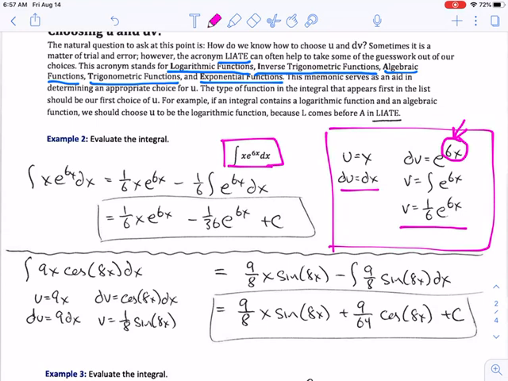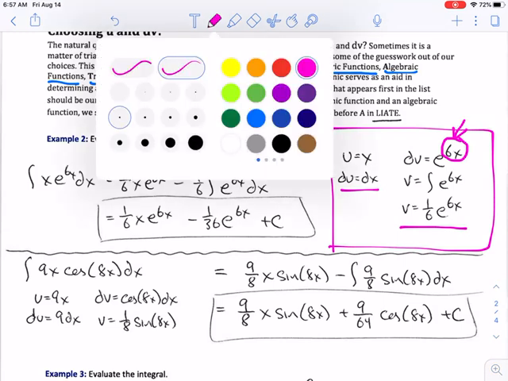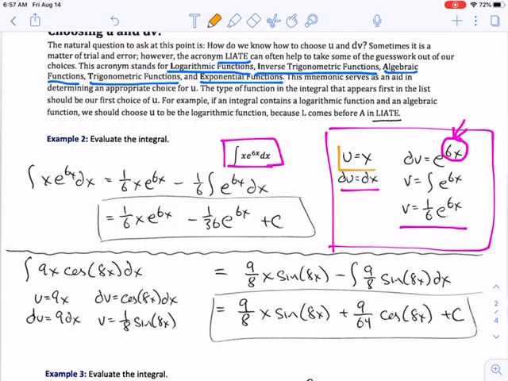So we have everything that we need. Now it's just a matter of packing it into the formula. The first thing that we do is we take u times v. Multiply those two together, and we get 1/6 x e to the 6x. Now, when I write these out, I like to put the constants, the number part, out in front as a coefficient. Then I like to write the algebraic part, and then the exponential part.